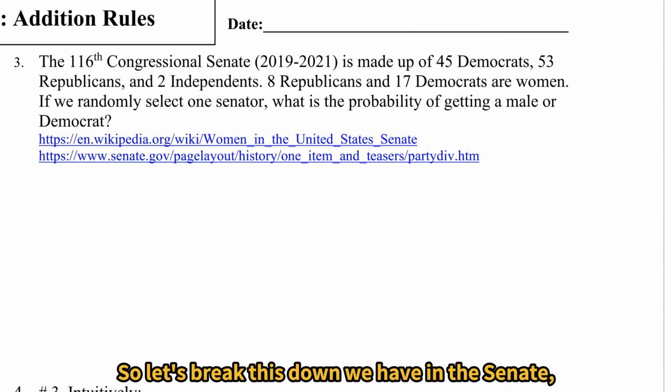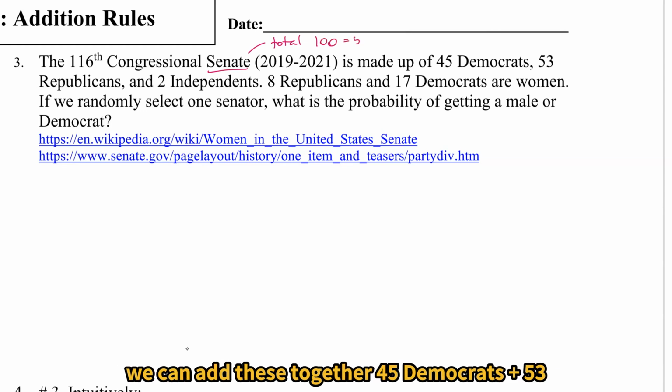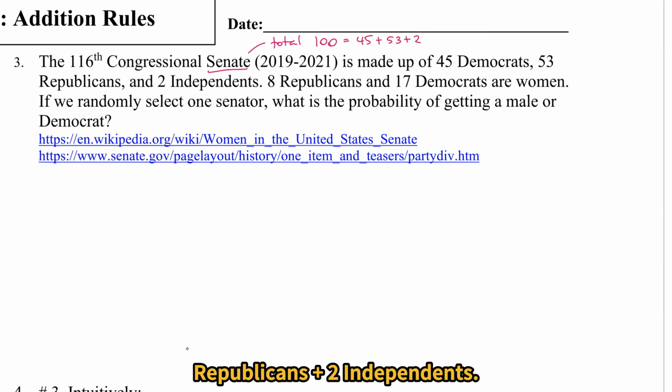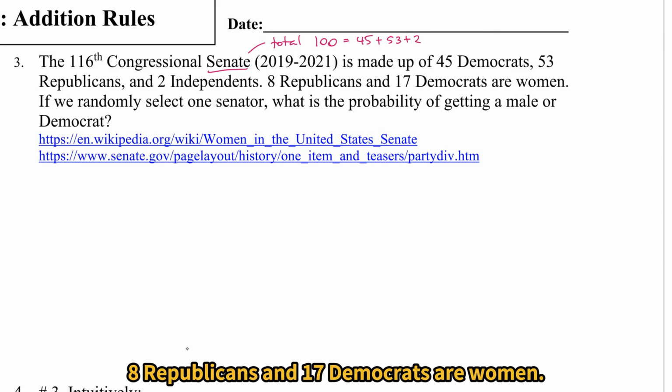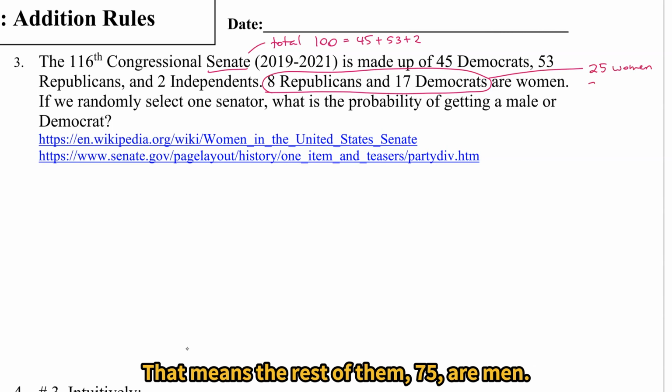So let's break this down. In the Senate, we have a total of 100 senators, 2 from each state. Notice we can add these together: 45 Democrats plus 53 Republicans plus 2 independents. 8 Republicans and 17 Democrats are women. So this group right here, 8 plus 17, are 25 women. That means the rest of them, 75, are men.